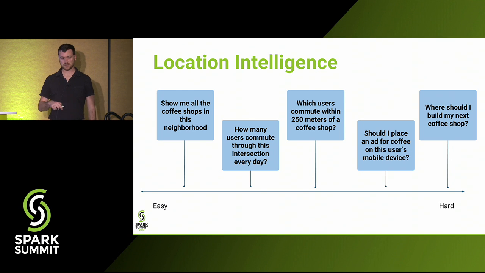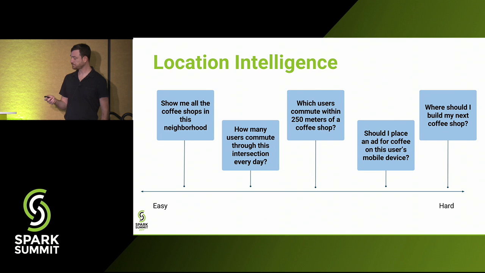And the last question is, where should I build my next coffee shop? This involves a longitudinal analysis of the change in activity and potentially a preference model for where you want to site your next business. And this is, again, this kind of batch analysis over large data sets is really where Spark SQL starts to shine. So these are just a sample of some of the questions that I think of when I think of location intelligence.